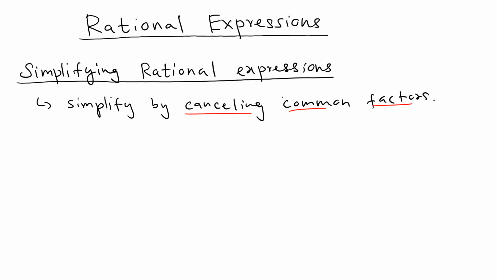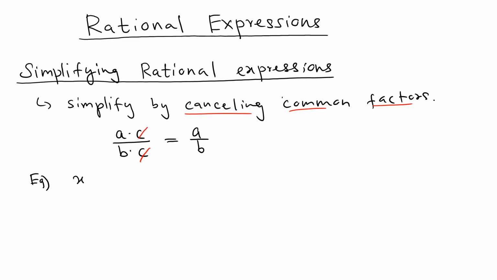So actually we can write it like this. If we have A times C divided by B times C, C is the common factor. So we can cancel it. Once you cancel it, you're going to get the expression A over B. So that is the simple argument. So we can look at an example.